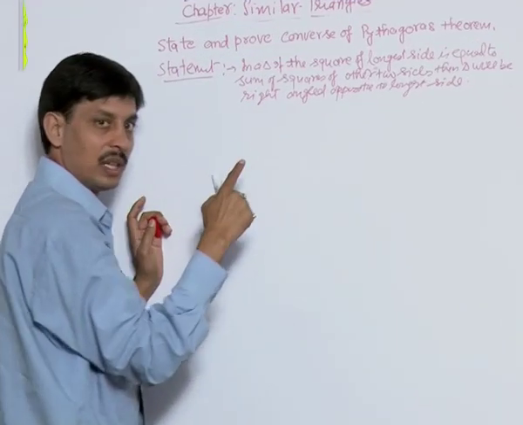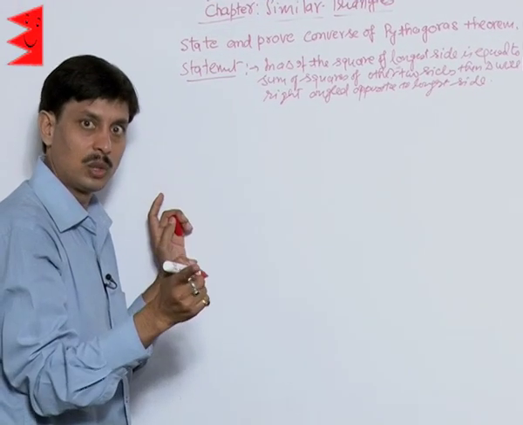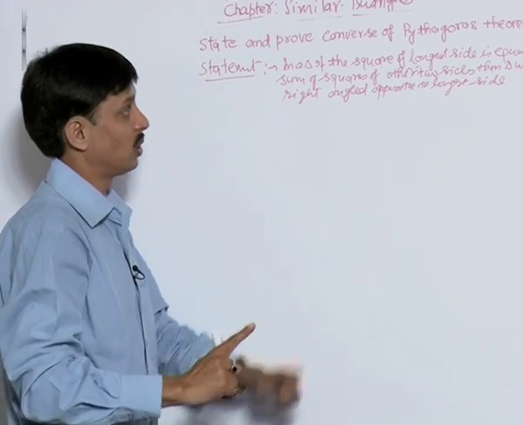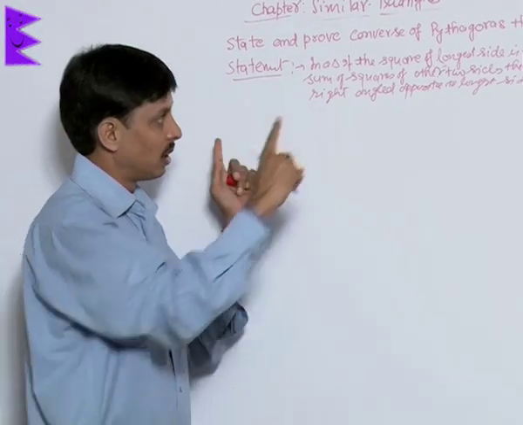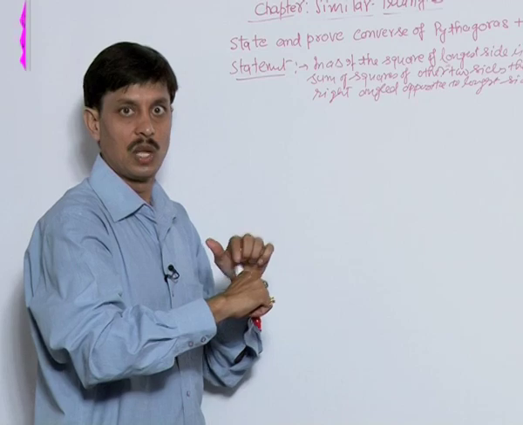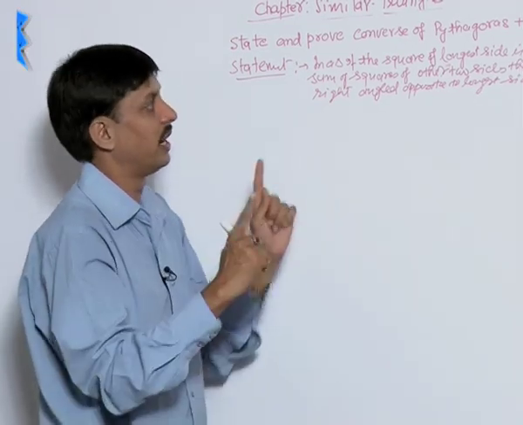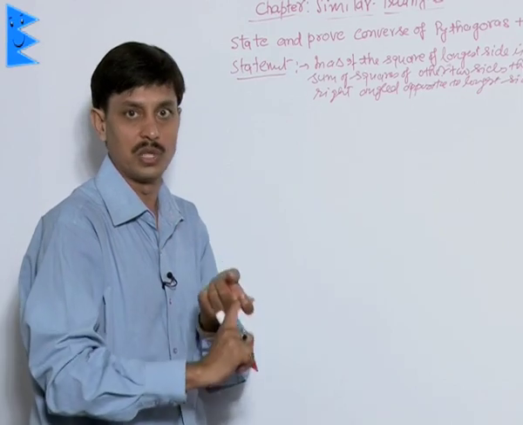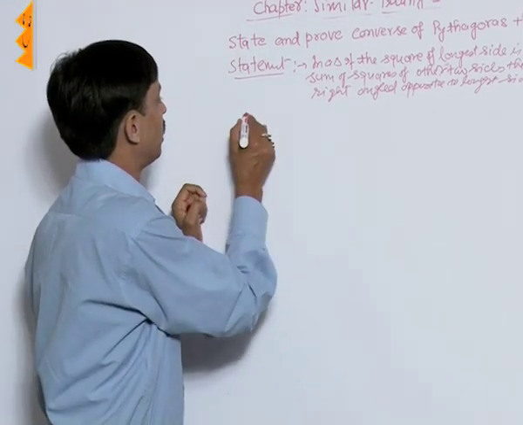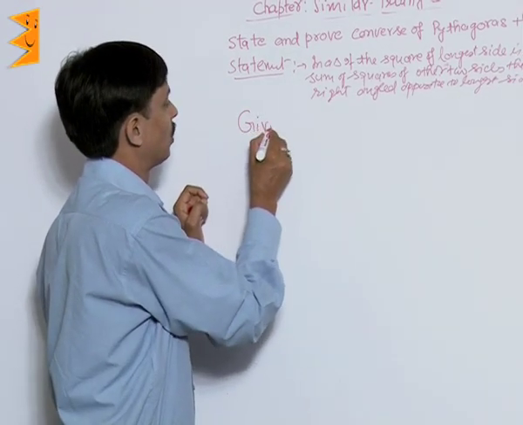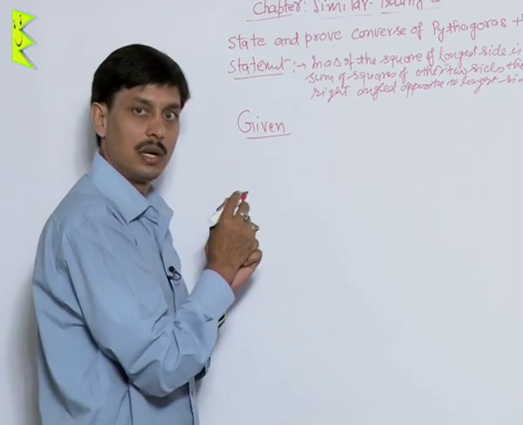So what was given in the Pythagoras theorem? In the Pythagoras theorem, it was that the triangle is right angled. And what was to prove? That the square of the longest side is equal to the sum of squares of the other two sides. So what we will write in given, as this theorem is also applicable in a triangle.